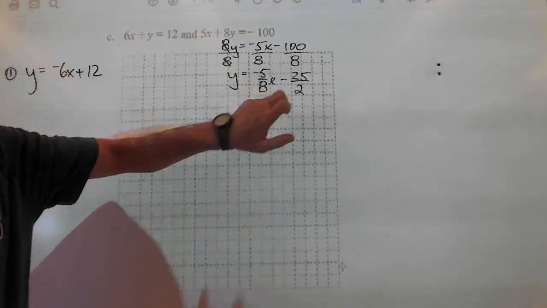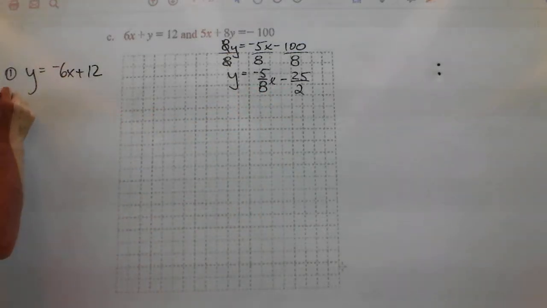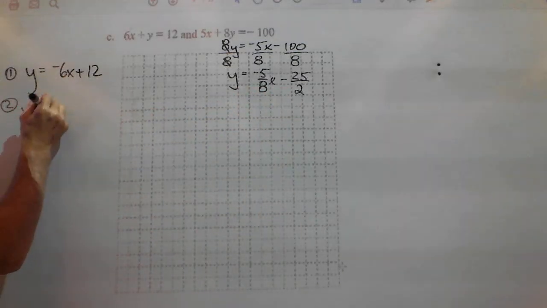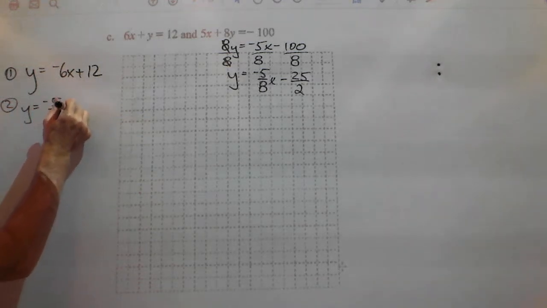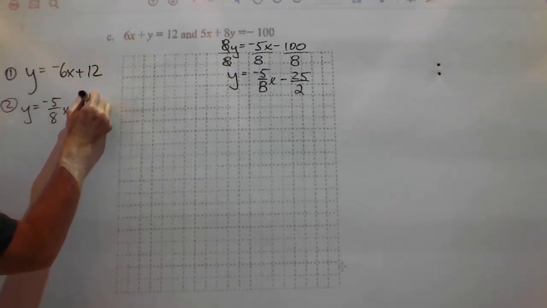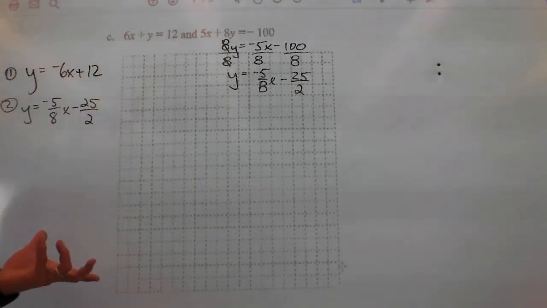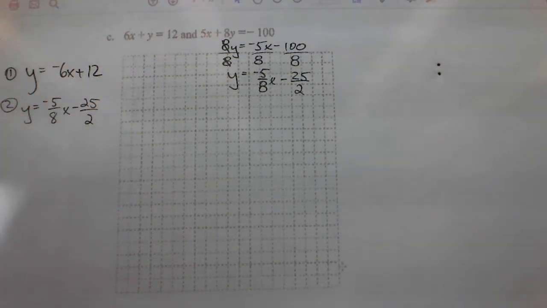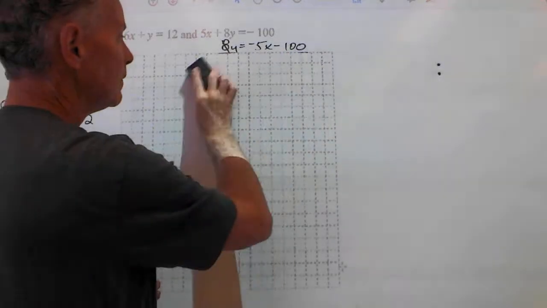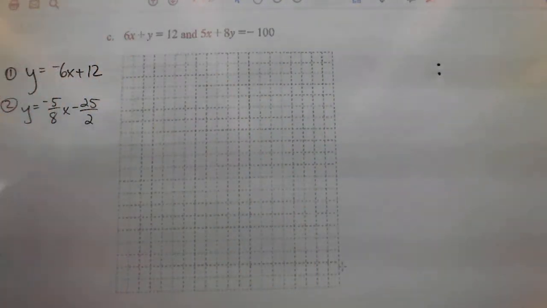y equals negative 5 over 8x minus 25 over 2. We've put our equations in slope-intercept form, and we're ready for the next step. So let's go back to our graphing calculator.